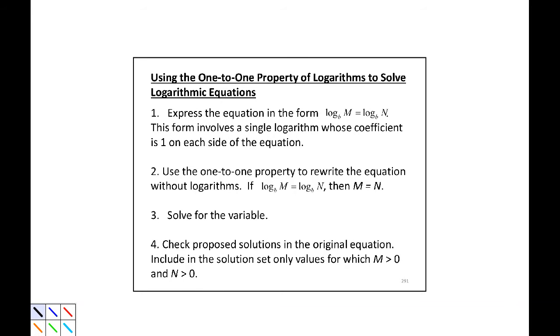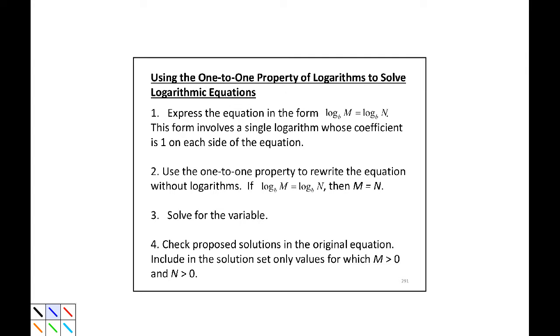To use the one-to-one property of logarithms to solve logarithmic equations, we first express the equation in the form log base b of m equals log base b of n. This won't work without that. This form involves a single logarithm whose coefficient is 1 on each side of the equation. Second, we'll use the one-to-one property to rewrite the equation without logarithms.